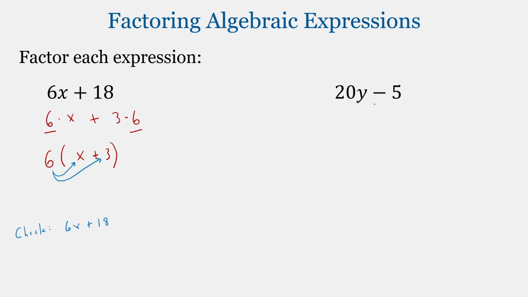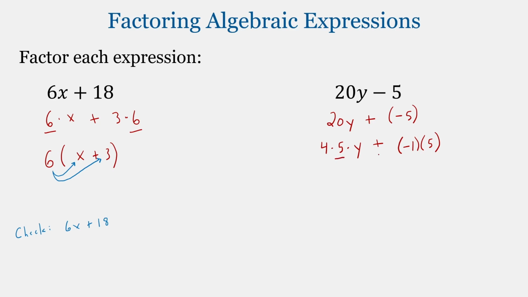In the second problem, we do have subtraction, so I'm going to convert this to addition first. So 20y plus a negative 5. For 20y, we have 4 times 5 times y, plus, and then for negative 5, I'm going to factor this as negative 1 times 5.